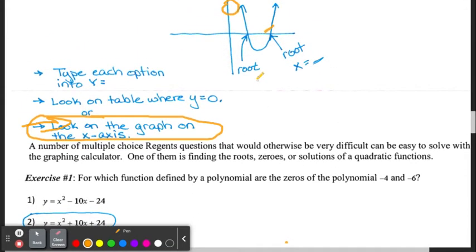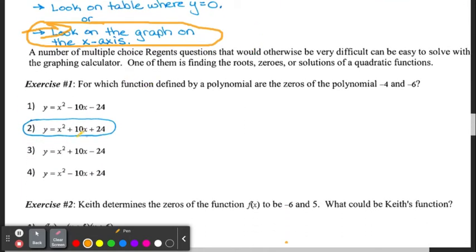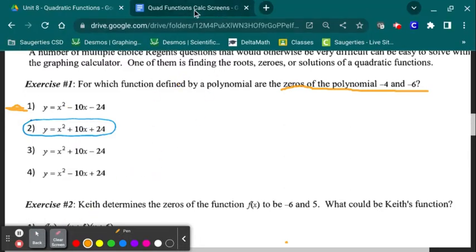So what I did, here's the answer. For exercise number 1, it says for which function defined by a polynomial are the zeros -4 and -6? So I'm going to put up some screenshots of what I did on the graphing calculator. First thing I did, I know zeros mean x-intercepts. So I put in number 1. I went to y equals x squared minus 10x minus 24. And let me show you what I've got.